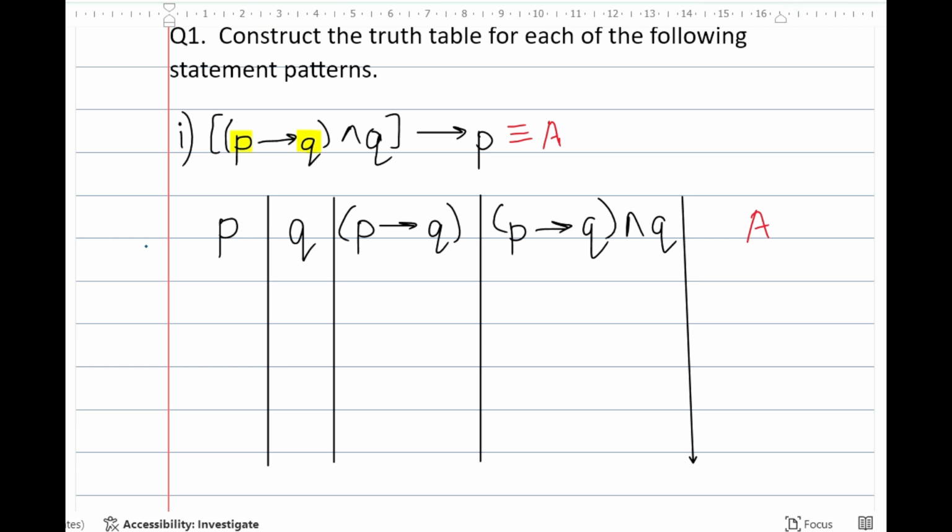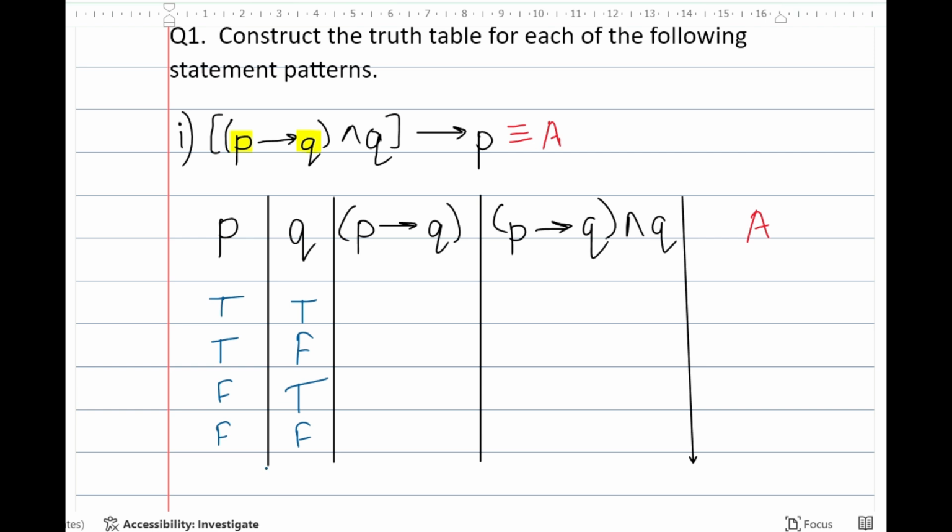Alright, so now first we have P, then we have Q. There's going to be two cases where the value of your P is T, and then two cases where the value of your P is F or false. T stands for true and F stands for false. You already know that, right? And then there's going to be two cases when your Q is T and Q is F. But to make different cases, we'll take TF, TF. So TTFF, then TF, TF.